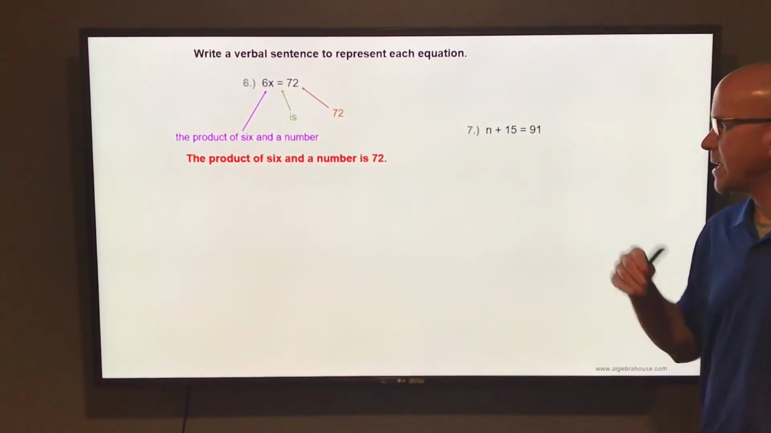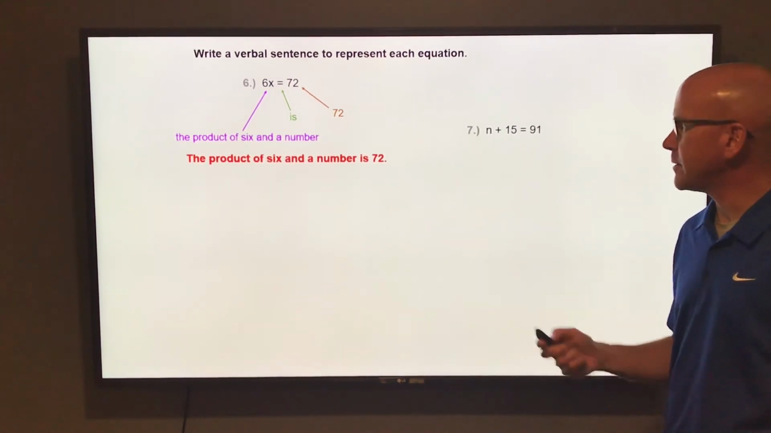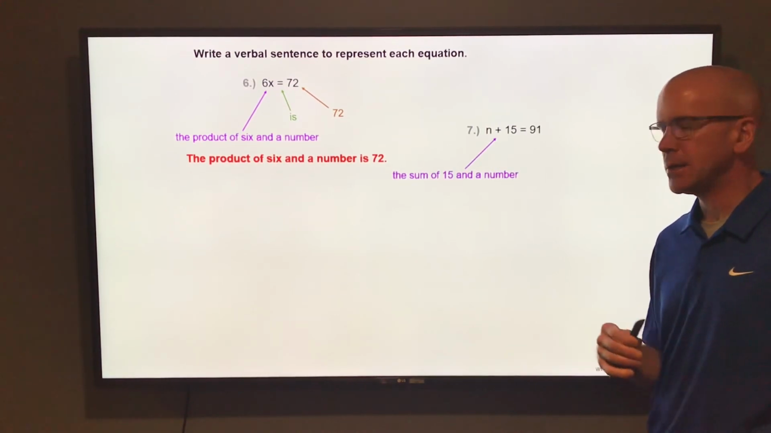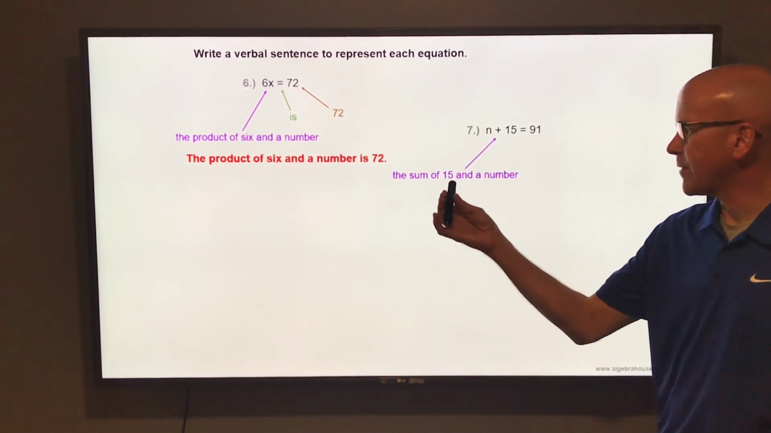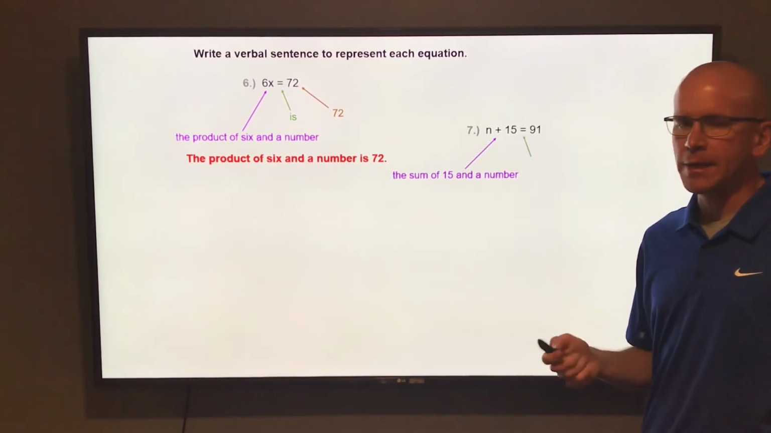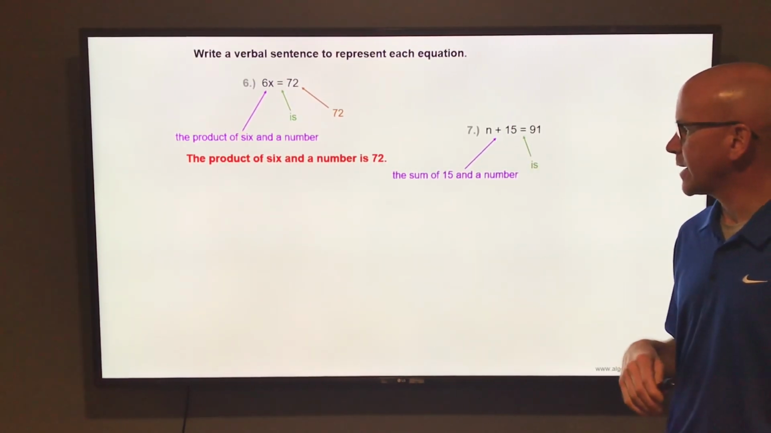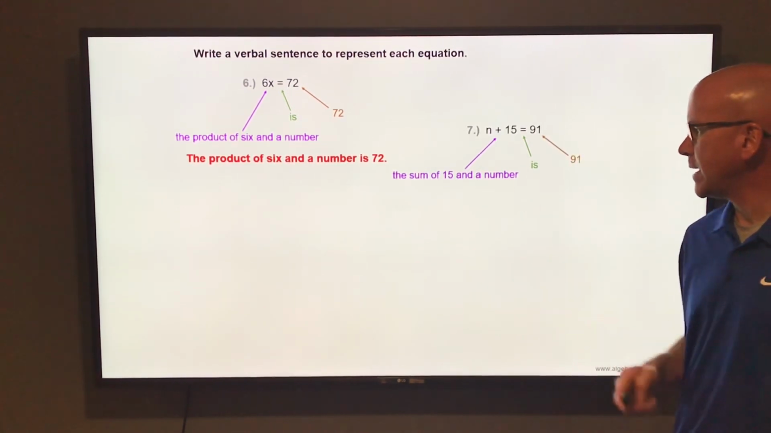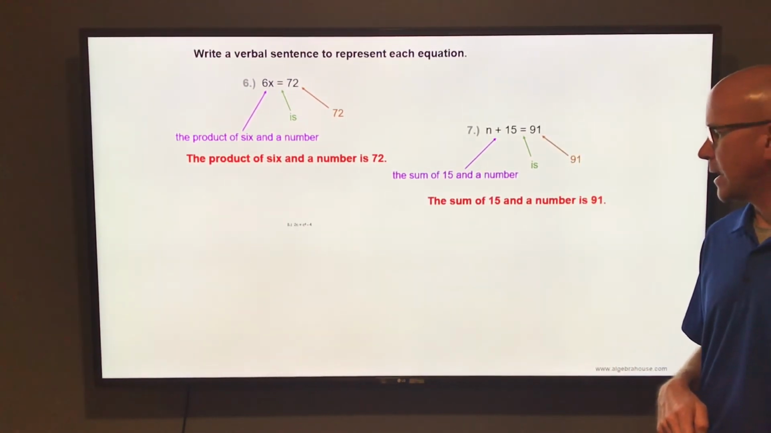We have n plus 15 equals 91. That's how most people would say it. You're adding the n and the 15. Remember, the word that represents addition is sum. The sum of 15 and a number, the equal sign is going to get replaced by the word is. And then on the other side, that's just 91. So there is your verbal sentence. The sum of 15 and a number is 91.